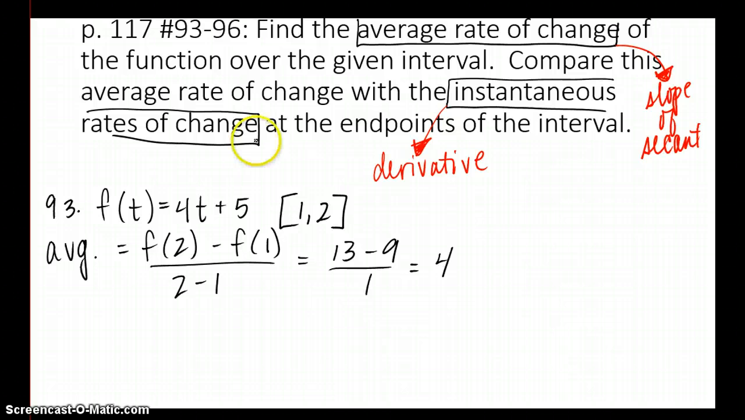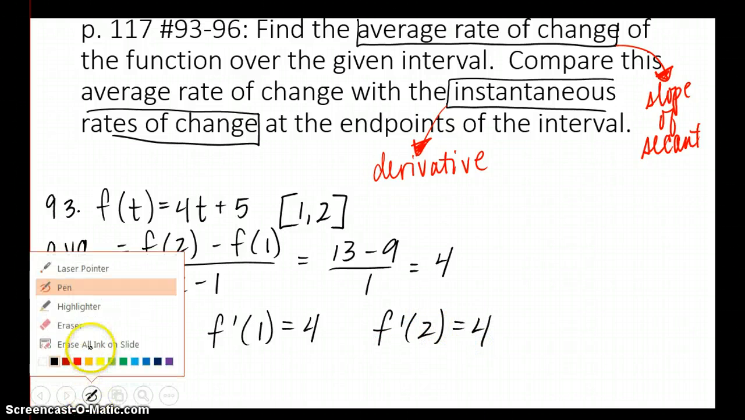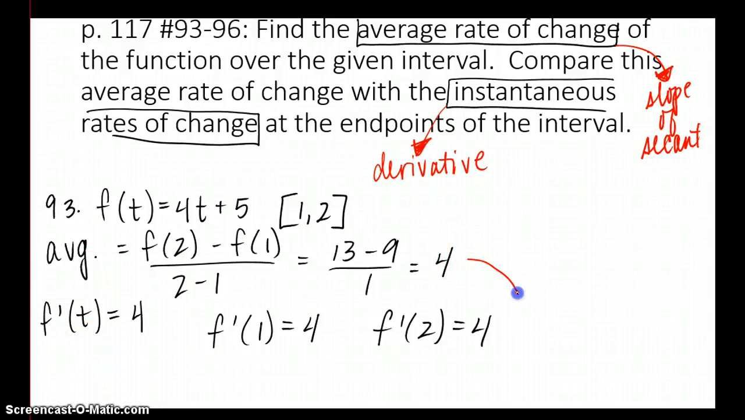Now the instantaneous rate of change comes from the value of the derivative. So f prime of t is 4. So the instantaneous rate of change everywhere is equal to 4. So in this case, the average rate of change and the instantaneous rates of change are equivalent. That won't always happen.